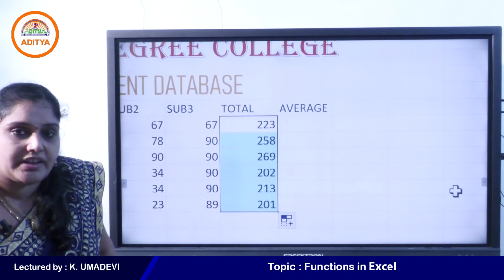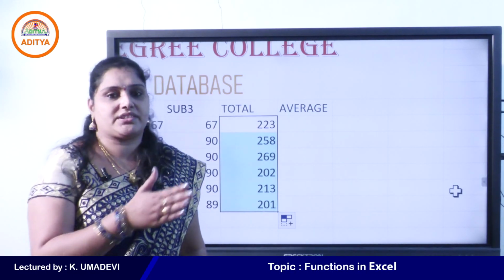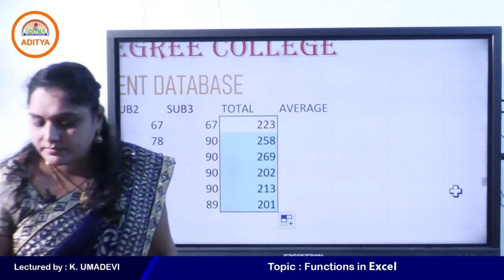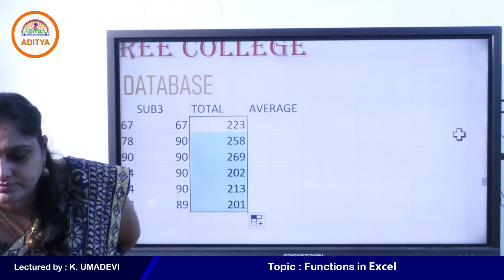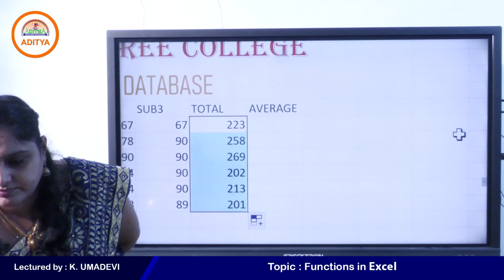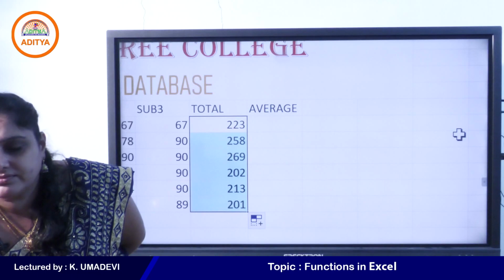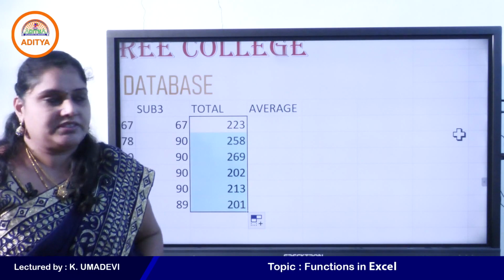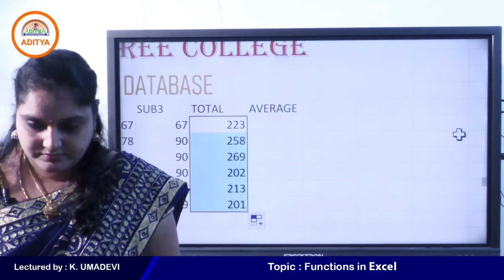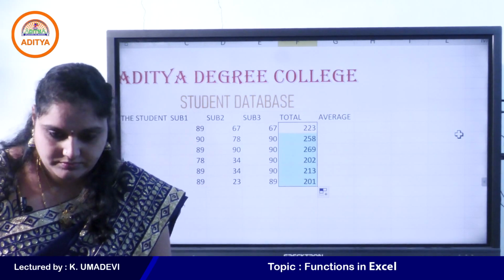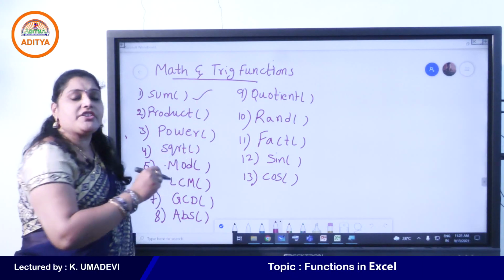Clear, students? So like this we can add the cell values by using the sum function or by using the plus operator. Okay? You can use either of these methods. Clear? Alt plus equal to, or plus. So is the video clear, students? Okay. So this is about the sum function. So next one is product.